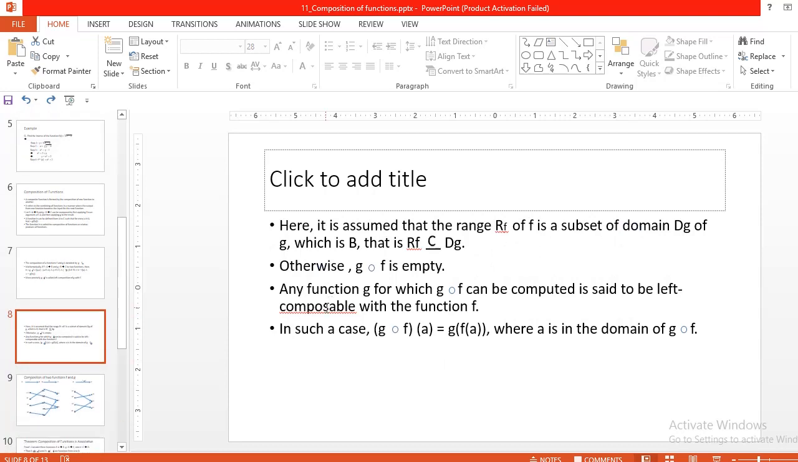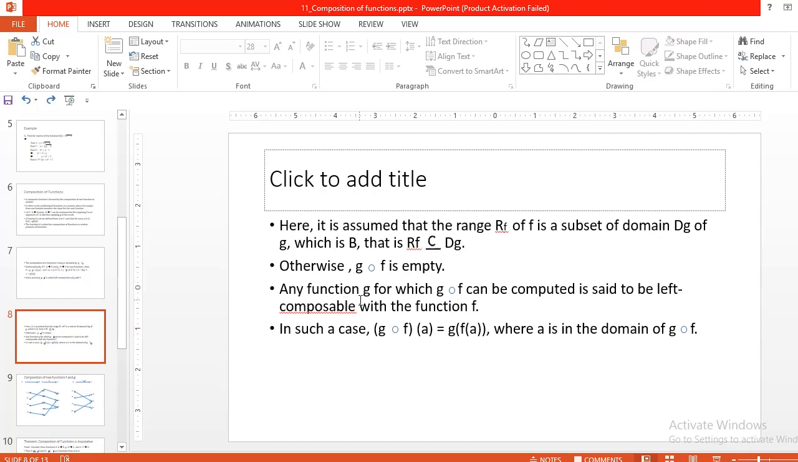Next, here it is assumed that the range of F is a subset of the domain of G, which is B. That is, the range of F is a subset of the domain of G. If this is not done, then G composition F is empty. So if we don't want G composition F to be empty, then the condition is that the range of F is a subset of the domain of G.